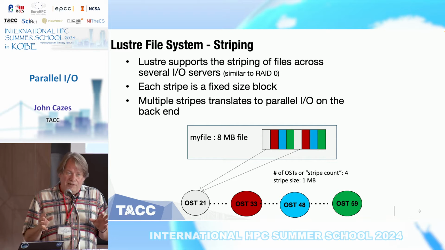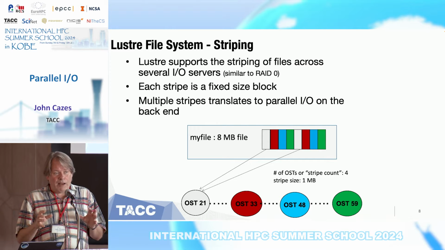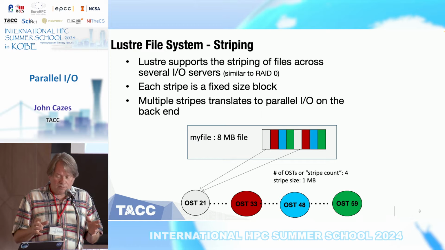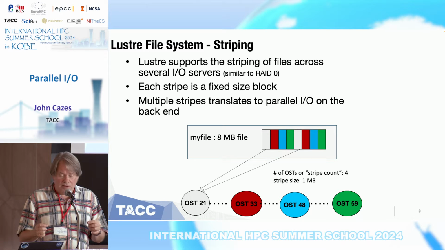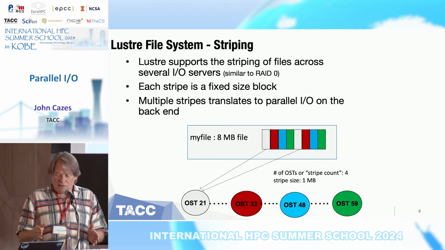Now, what's nice about Lustre is you can change these settings. You can optimize the stripe count and the stripe size for your particular workflow. Here's a simple example of an 8 megabyte file with 4 stripes. It literally just takes the first megabyte and writes it to one server, the next to another, and the next to another. And you can do this in parallel as well.